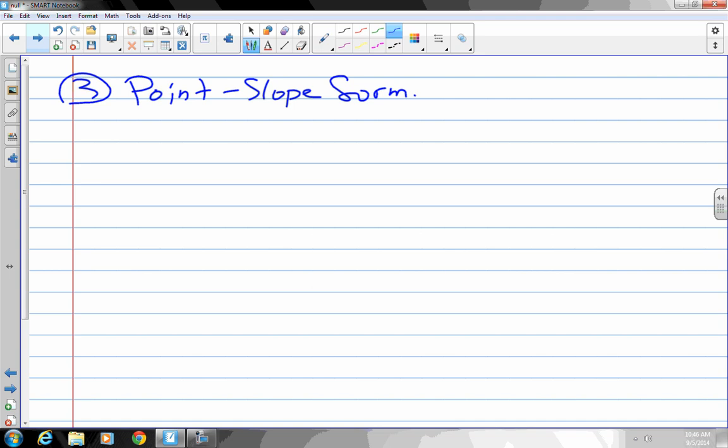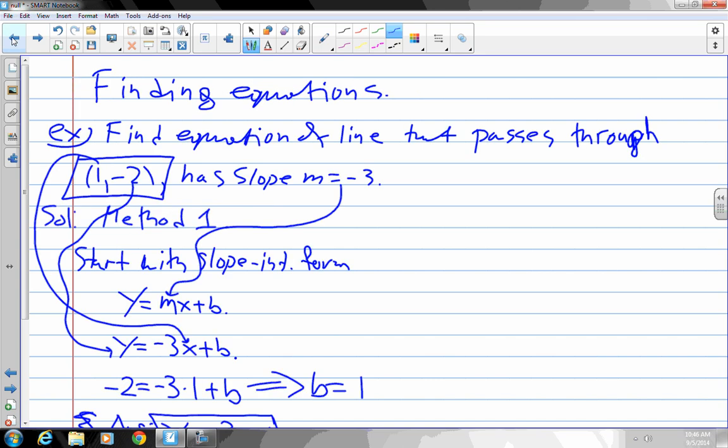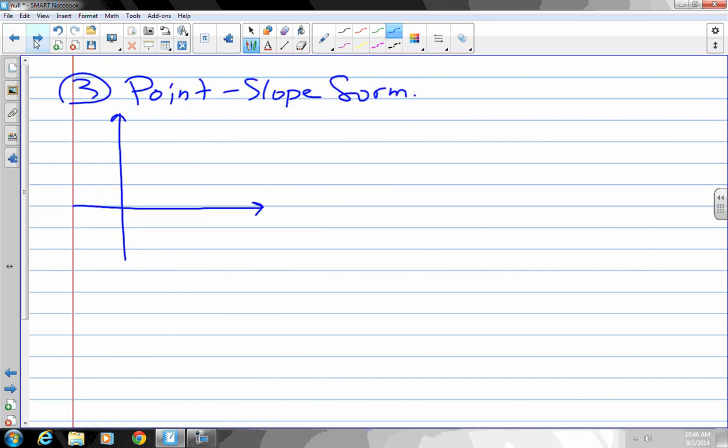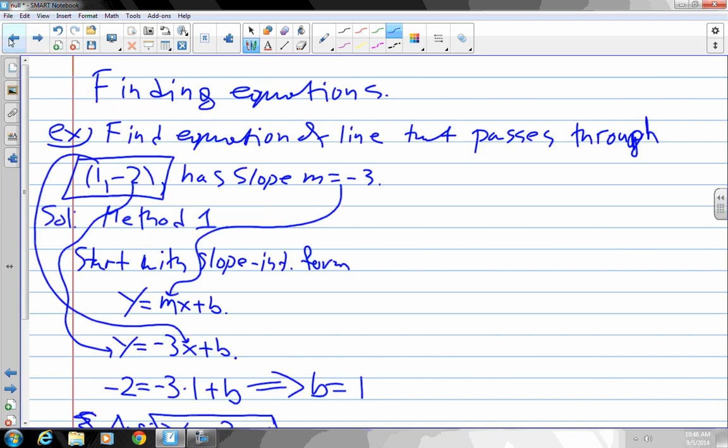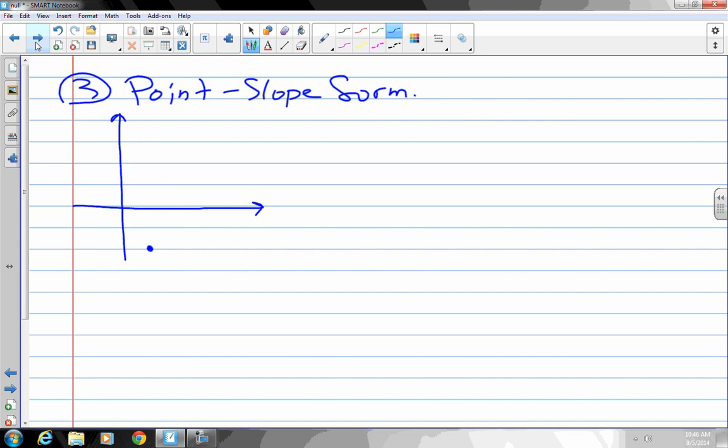Where this form comes from, I don't know if you want to write this down, but let's say we still have a point and a slope. That's all we know. If I have that, I can draw a line, can I? Like in that previous example, the point was 1, -2. So here's that point that was given to me. The slope was -3, so I can draw a line, right? Down 3 over 1, something like that. Close enough. So now I want to find the equation of that line, but all I know is that the slope is -3, right?